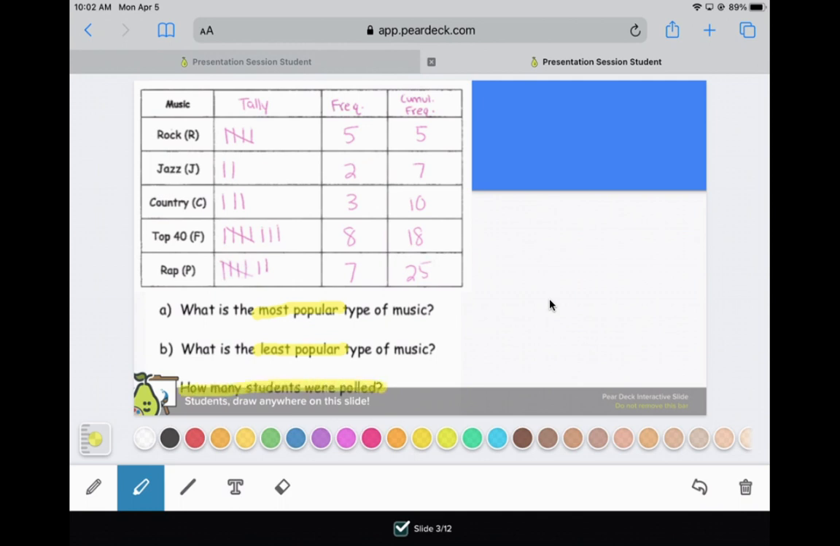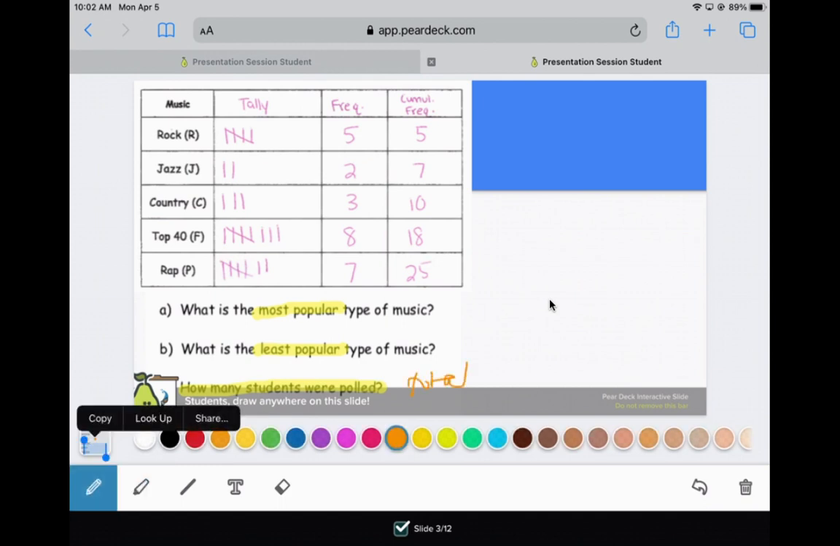So when I say how many students were polled, this means the total, right? How many was total. And then the top is most popular, least popular. So think about, you need to go back, Dominic?